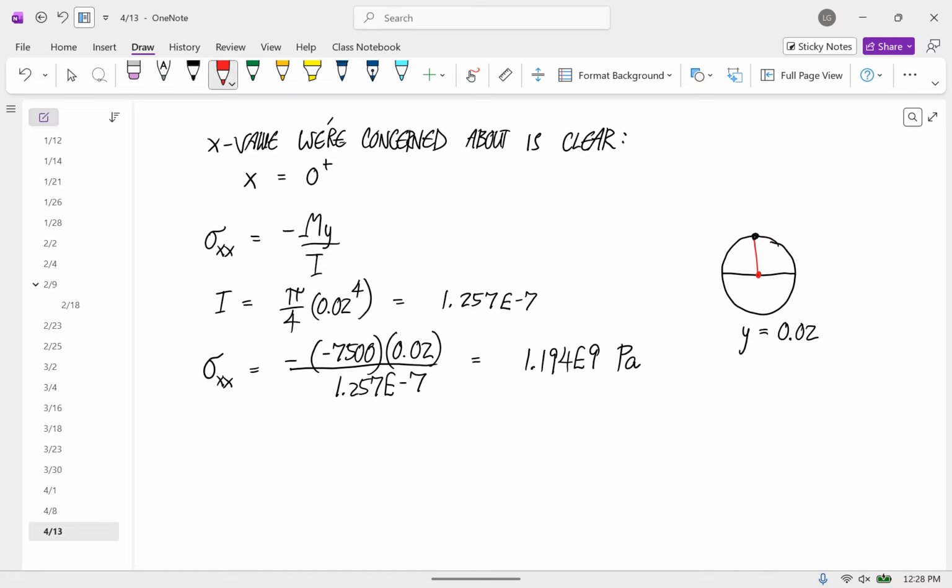Okay, so now we're going to get to the last type of stress. And that is the stress tensor due to torque.